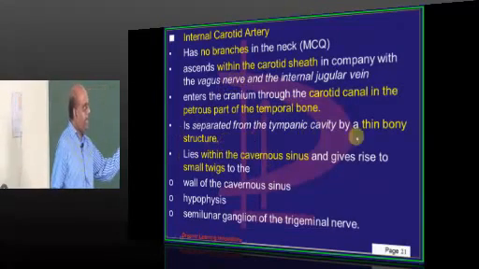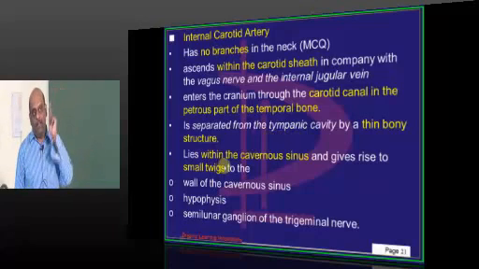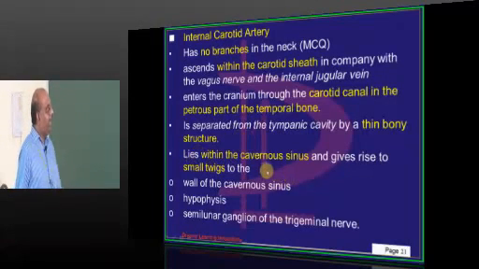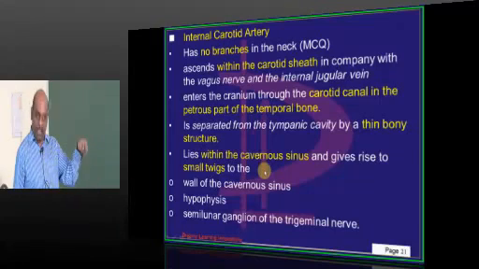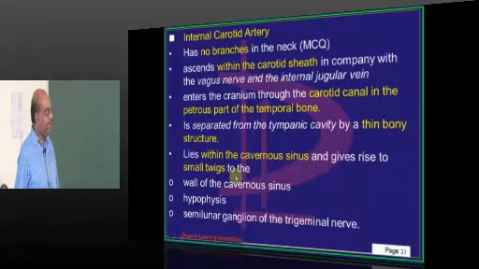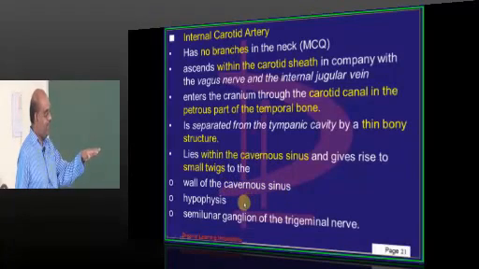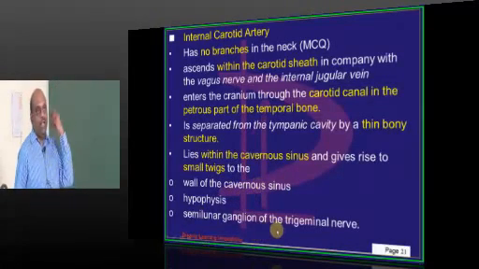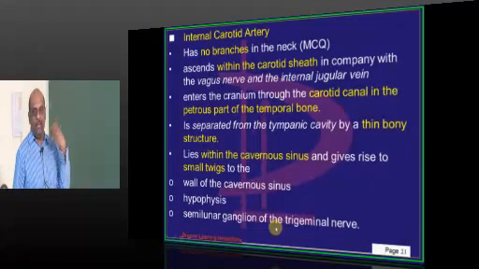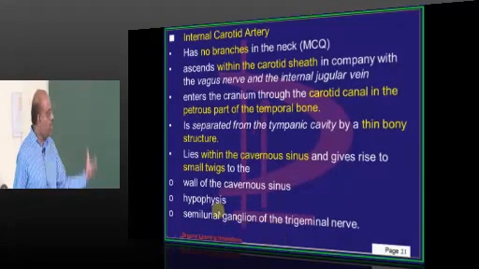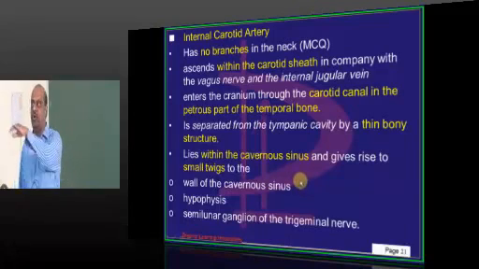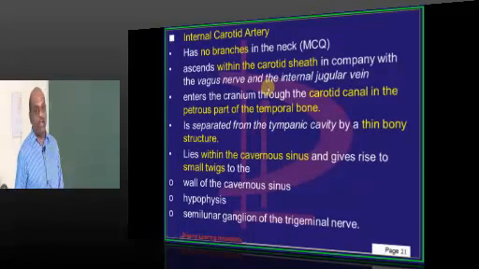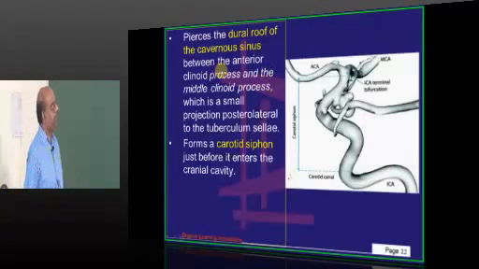So it is separated from the tympanic cavity by a thin bony structure, and it is in relationship with the cavernous sinus. It lies within the cavernous sinus, and in fact it will give small twigs to the wall of the cavernous sinus and hypophysis, the pituitary, and also to the semilunar ganglion of the trigeminal, the Gasserian ganglion. So all of them get some amount of blood flow. So that's what the internal carotid will be doing.